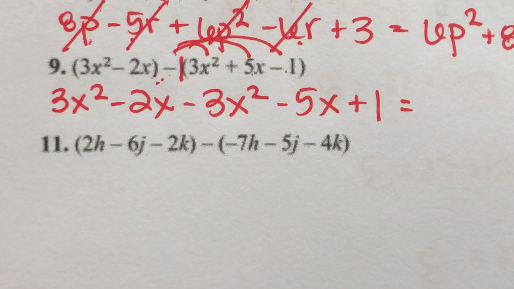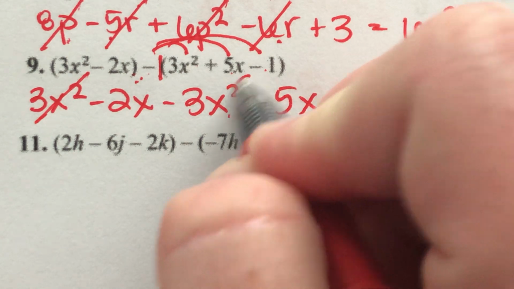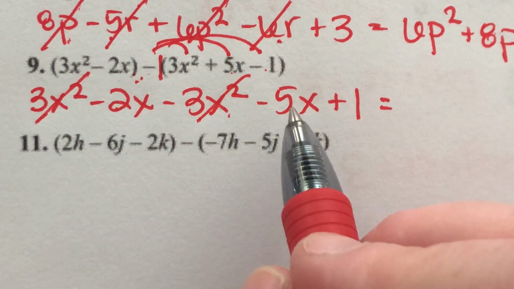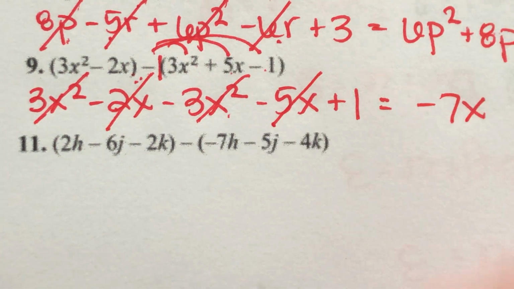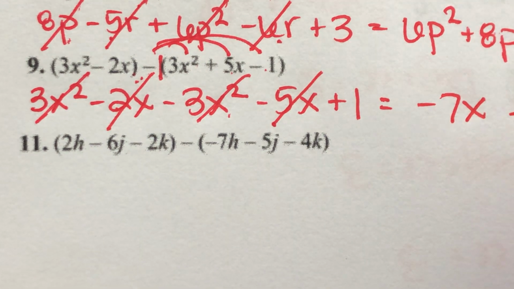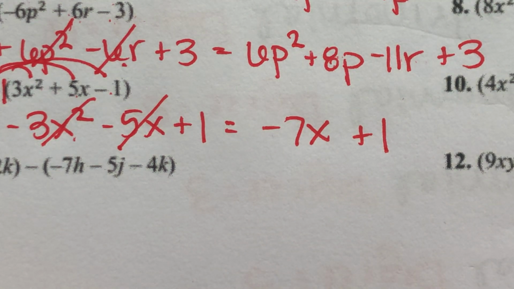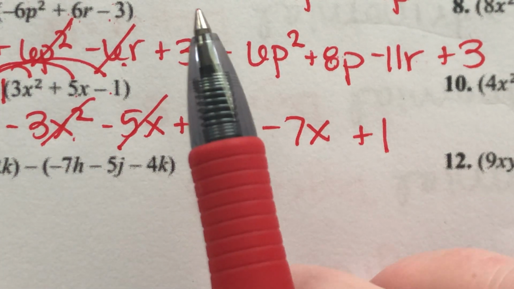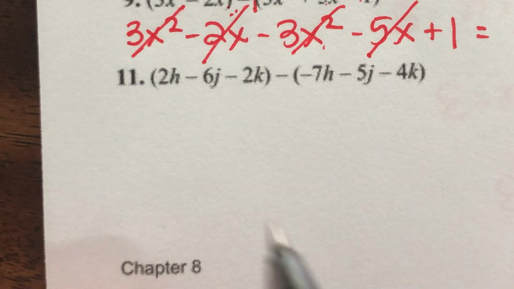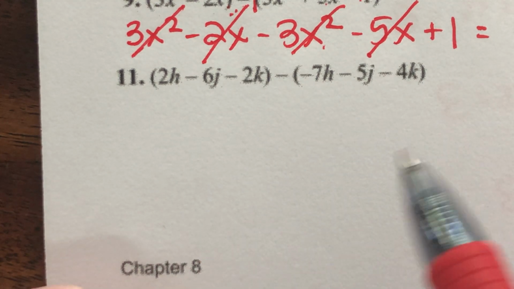Now I can combine my like terms. So 3x squared minus 3x squared, they go away. Negative 2x minus 5x is negative 7x. And then I still have this plus 1 on the end. So my answer is negative 7x plus 1. And this whole polynomial would have a degree of 1 because this term has a degree of 1, this has a degree of 0. No variables has a degree of 0. And lastly, in this video, I'm not going to do the evens, just stop here.